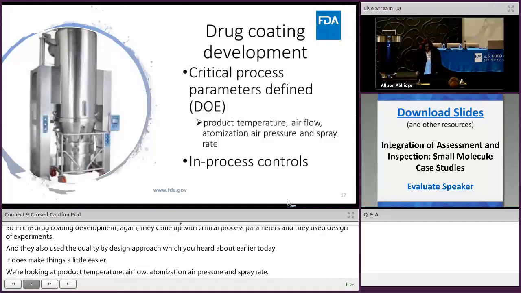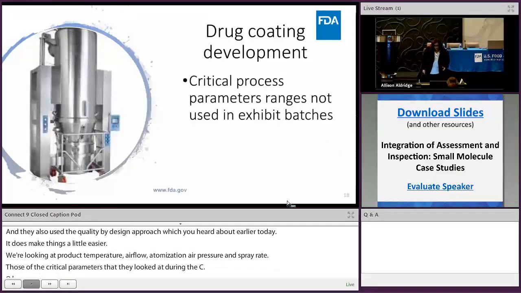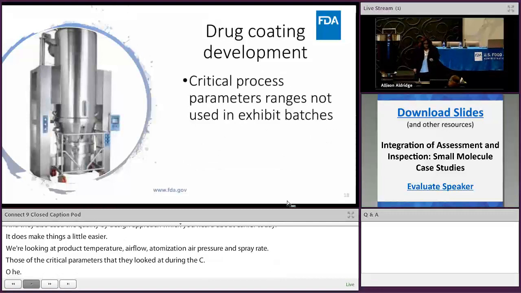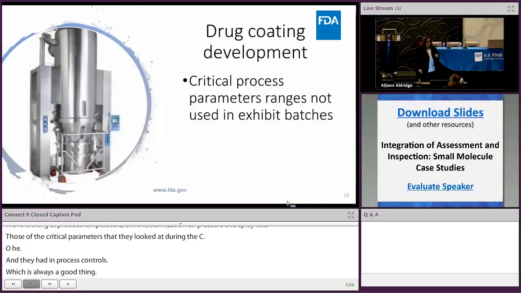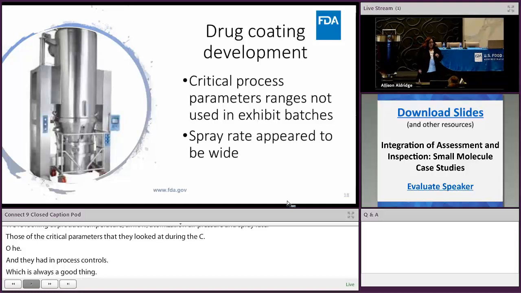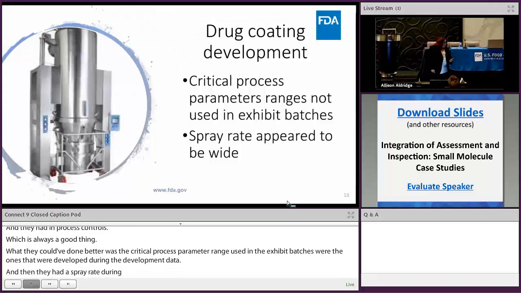And they had in-process controls, which is always a good thing. What they could have done better was the critical process parameter ranges used in the exhibit batches weren't the ones that were developed during the development data. And then they had a spray rate during the process going from 30, 40 to 300, which is kind of wide, right? So again, that led us to ask the question.